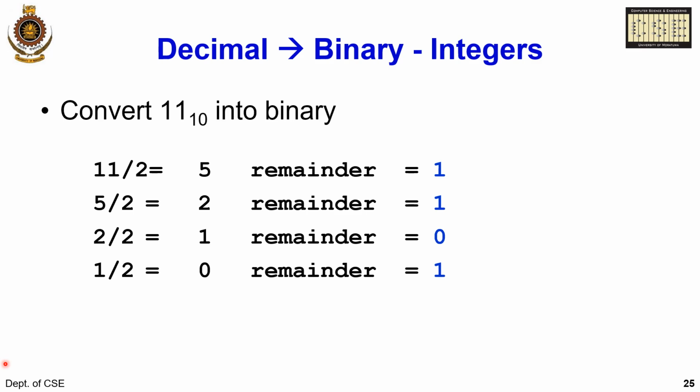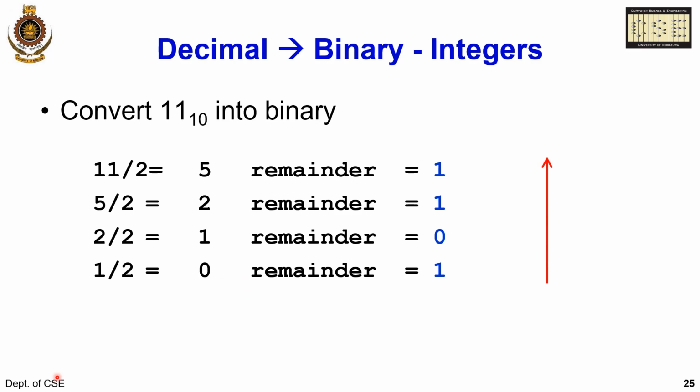Then we have one more step. We divide the quotient by 2. Then we have a quotient of 0 and a remainder of 1. Right, so we kept dividing the number by 2, which is the base we are going to convert into, until we are left with the quotient 0.